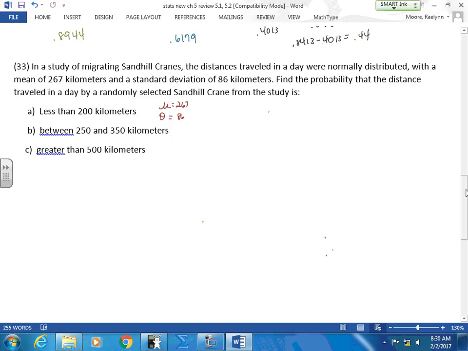In a study of migrating sandhill cranes, the distances traveled in a day are normally distributed. I need to know this. I can make a curve now. Here's my sketch.